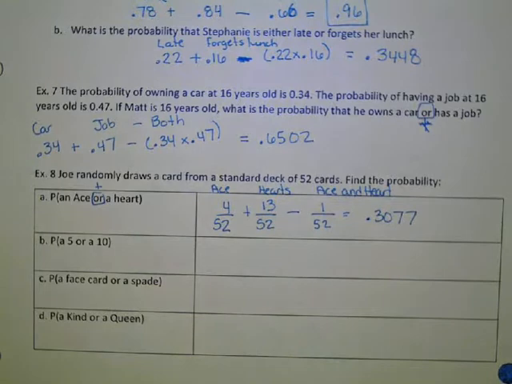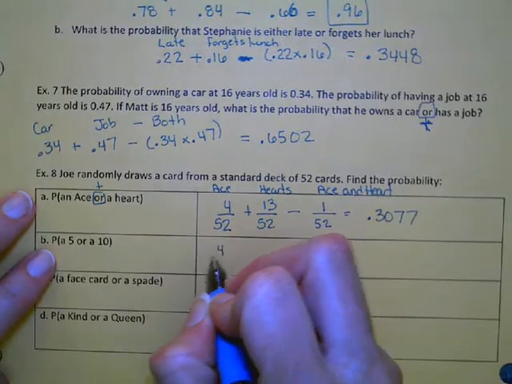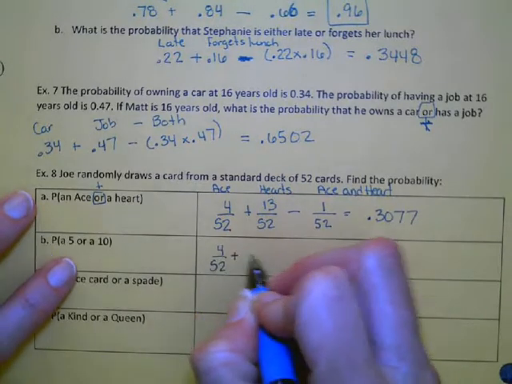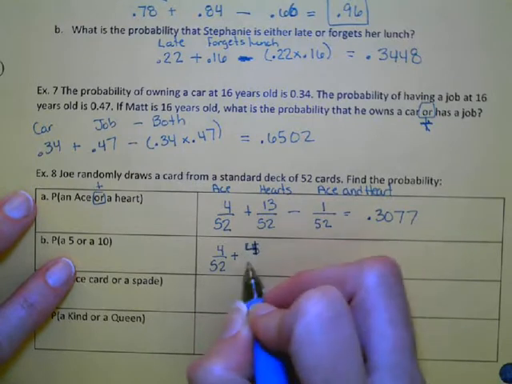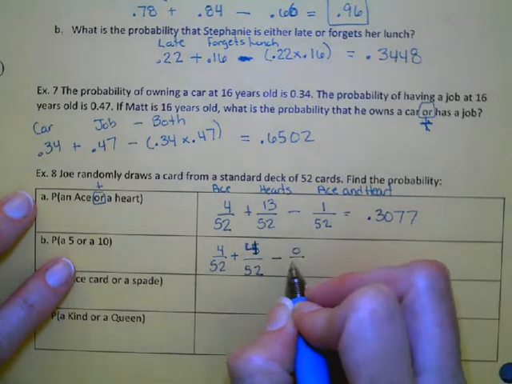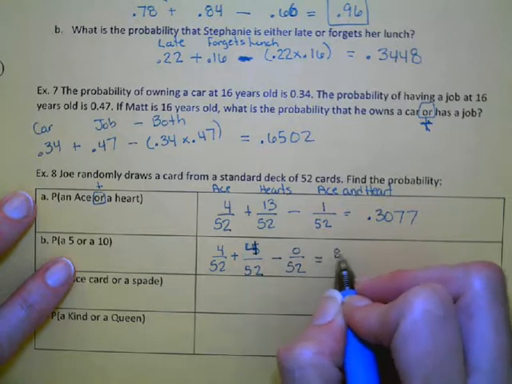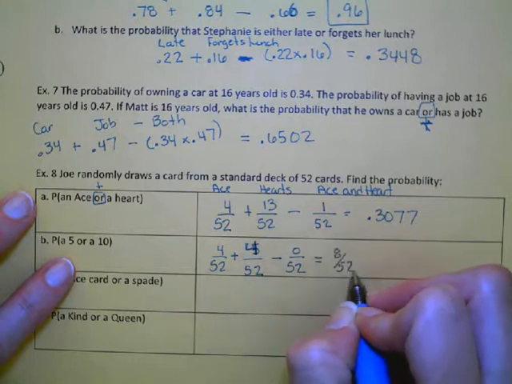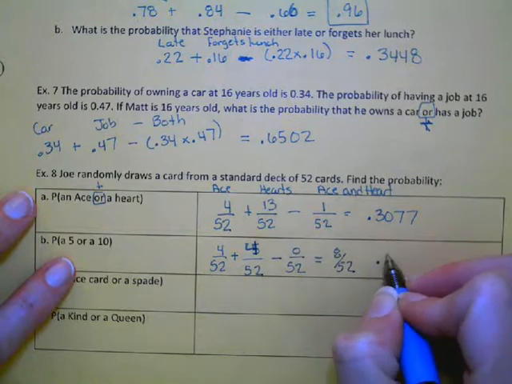So probability of a 5, there are 4 5s out of 52, probability of 10 is 4 10s out of 52. Minus the overlap. Well, there are 0 that are both a 5 and a 10. So 8 out of 52 equals 0.1538.